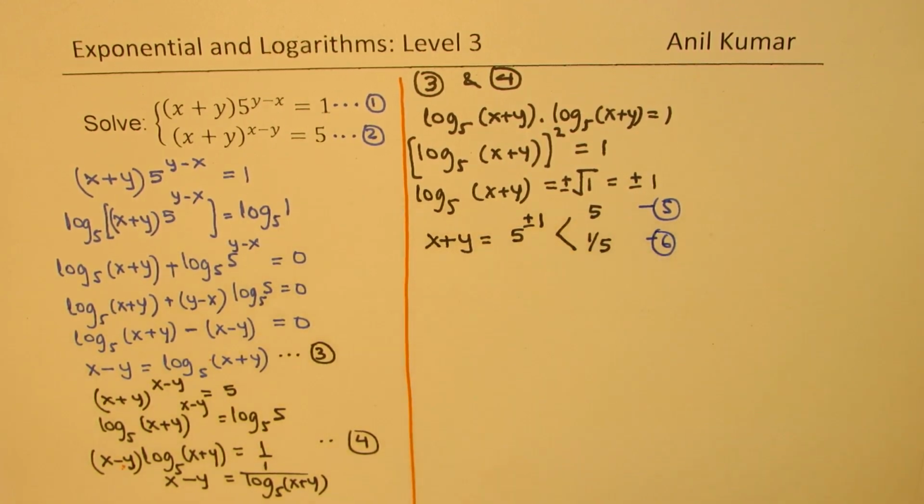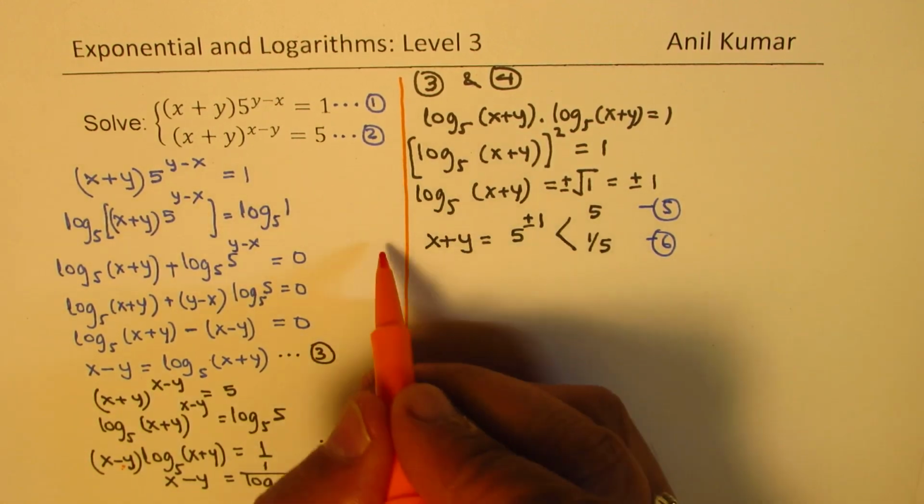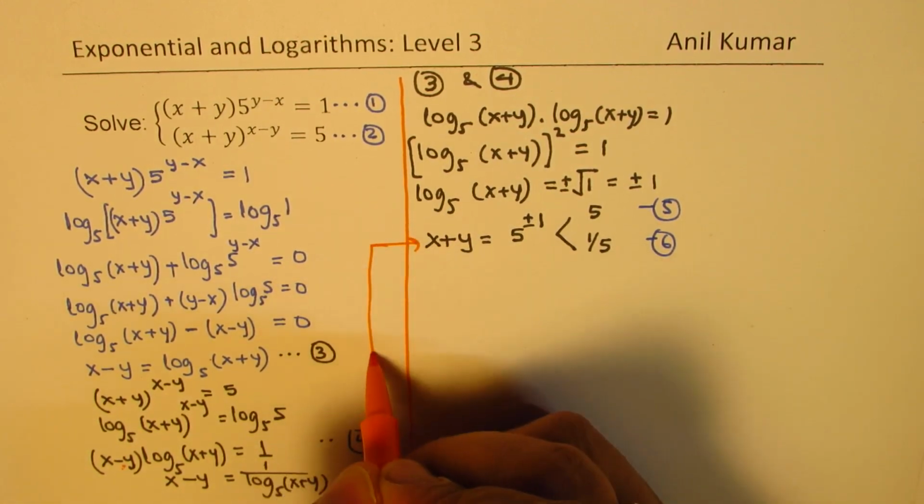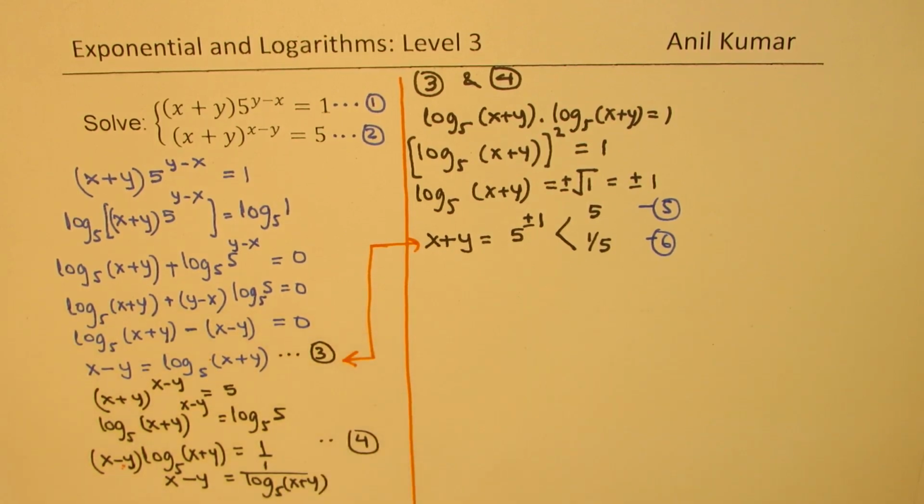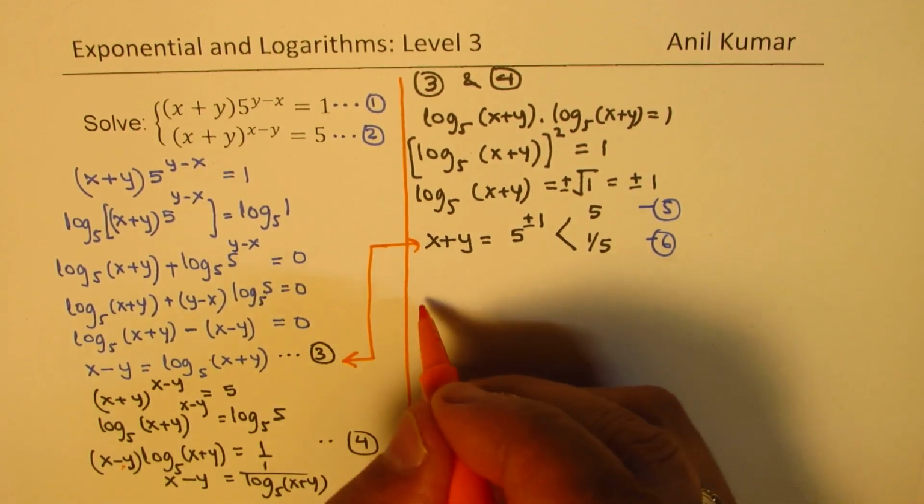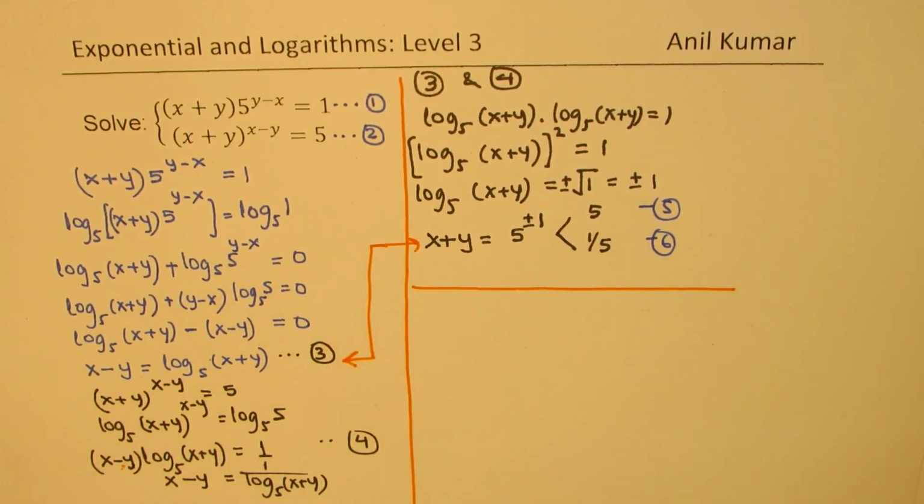So we get two values for x plus y. And we know that x minus y is equal to, we could use one of these expressions, equation 3, right? So we'll use equation 3 and equations 5 and 6 to find the value of x plus y, correct? Okay, so let's take one of them first.